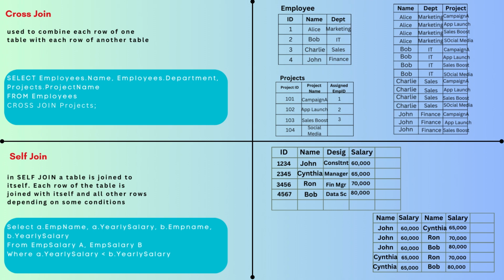So let's say, for example, in the employee table we have a record Alice. This will be combined with each record of the projects table. So Alice and campaign A is combination 1, Alice and app launch, combination 2, Alice and sales boost, combination 3, Alice and social media, combination 4. Bob, Charlie, John, each one will have 4 combinations. So this will be a big table.